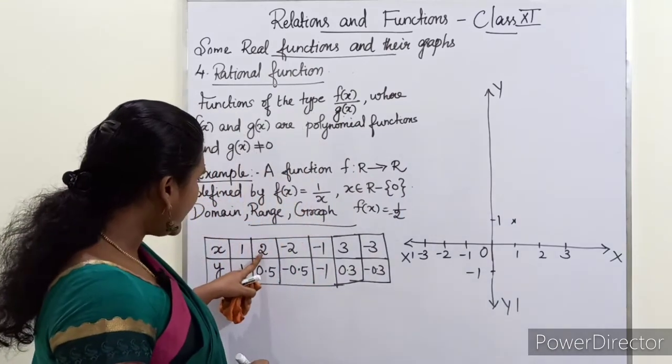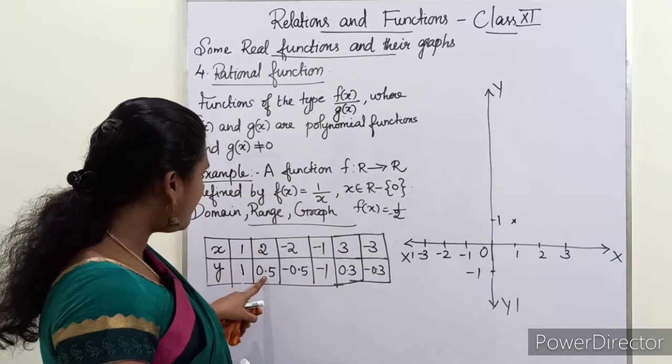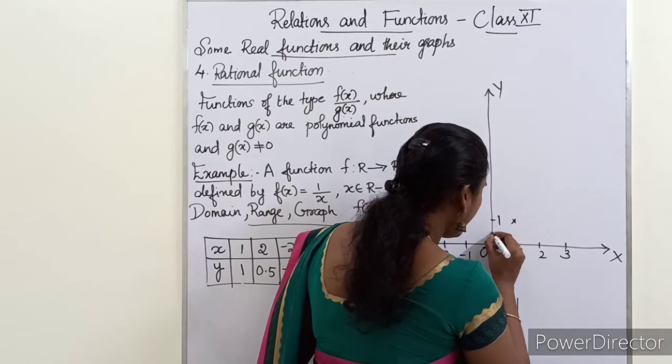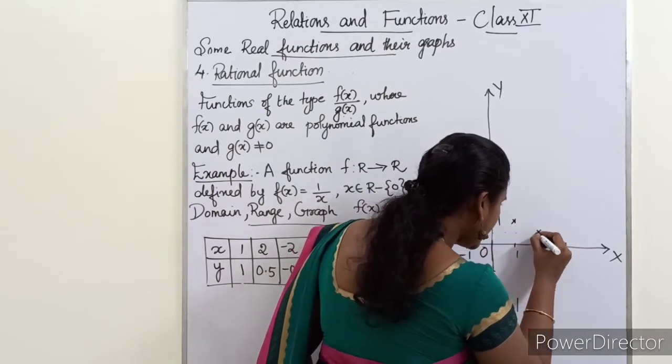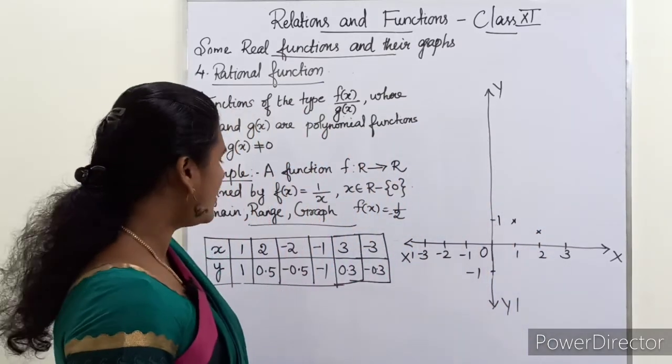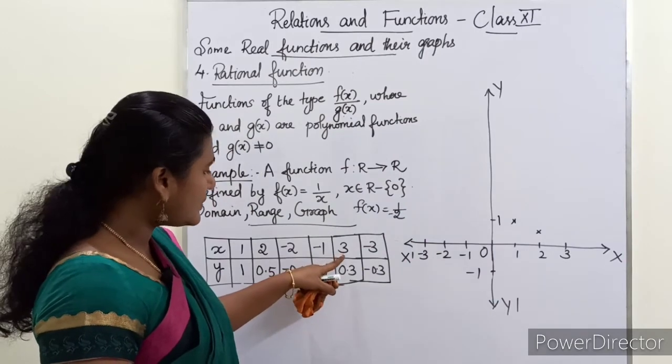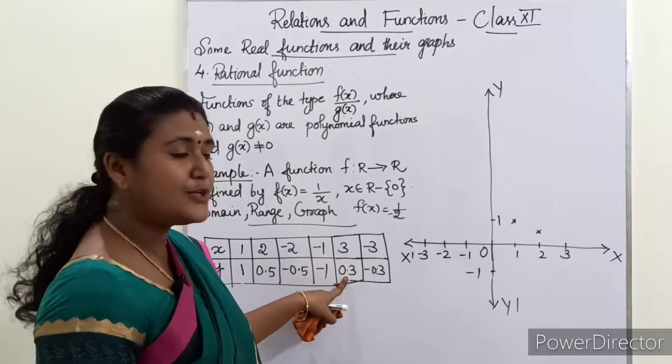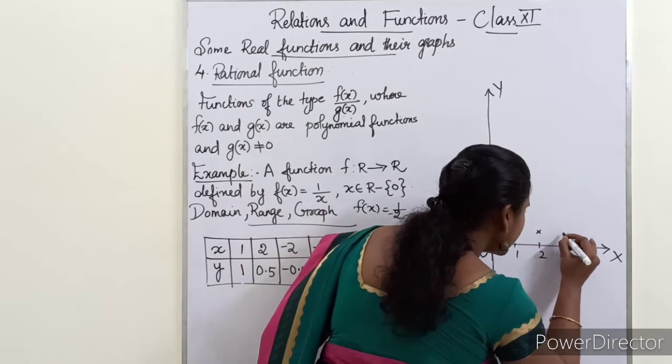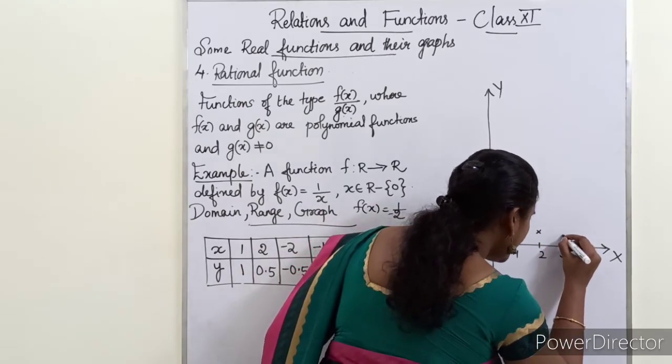Okay. Now when you take x is 2, y will be 0.5. So x is 2, y is 0.5 will be here. When you take x is equal to 3, the y value will be 0.3. 0.3 means less than this. So you will get somewhere here.